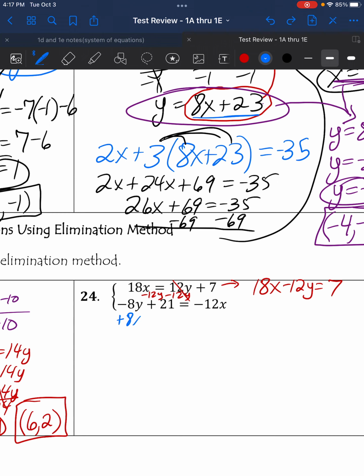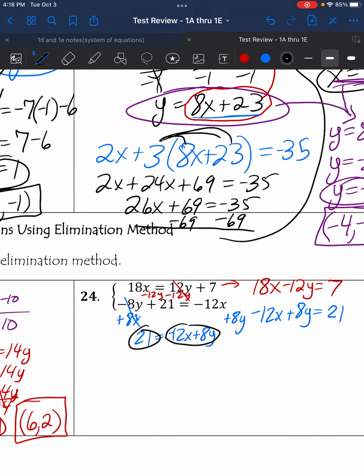Oh my gosh, that's not a y. 8y. And so I get 21. I'm going to write that on the right side, though. 21 equals negative 12x plus 8y. That might be a little confusing for you. If it was confusing, what I did was take the right side and the left side and just swap them to line up the x's, y's, and equal signs. Since they're equal, I can go in any order I want.